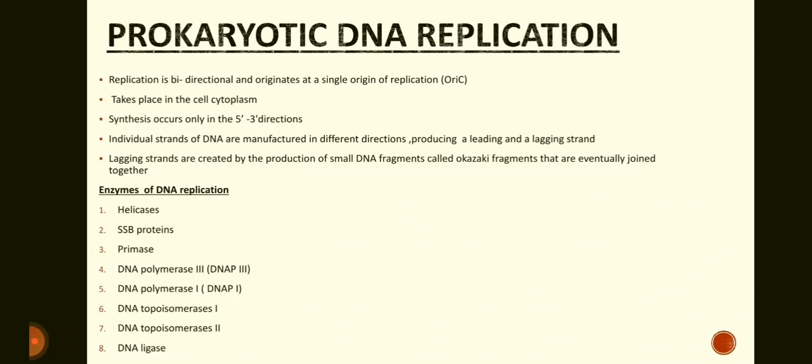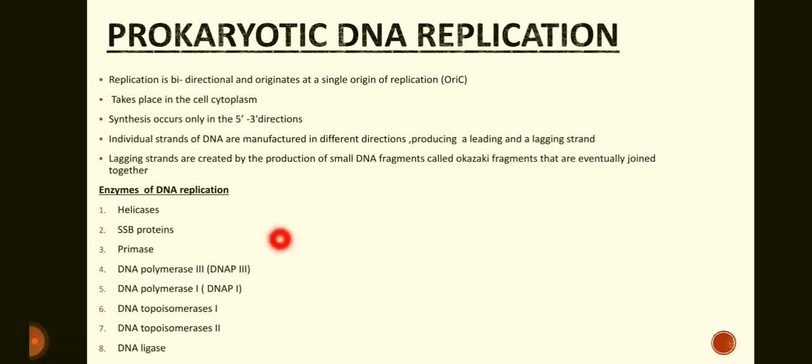Lagging strands are created by the production of small DNA fragments called Okazaki fragments. Okazaki fragments are short sequences of DNA nucleotides, approximately 150 to 200 base pairs long in eukaryotes, which are synthesized discontinuously and later linked together by the enzyme DNA ligase to create the lagging strand during replication.